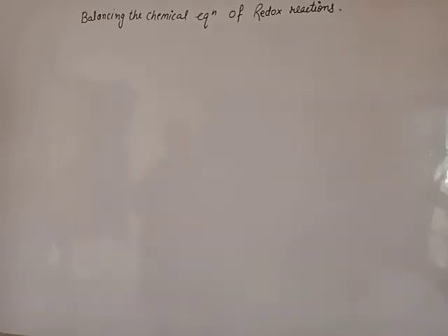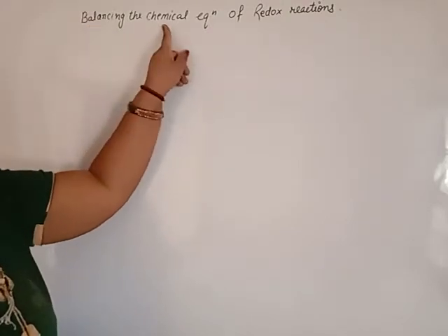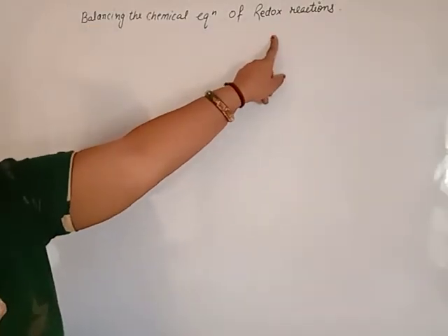Good morning, students. From the chapter redox reaction, we will discuss what is redox reaction, what is oxidation, what is reduction. For oxidation and reduction, you must learn 6 definitions of oxidation, 6 for reduction. What is oxidizing agent, reducing agent, how will you calculate the oxidation number, and how many types of redox reaction. Today we will discuss the topic balancing the chemical equation of redox reaction.